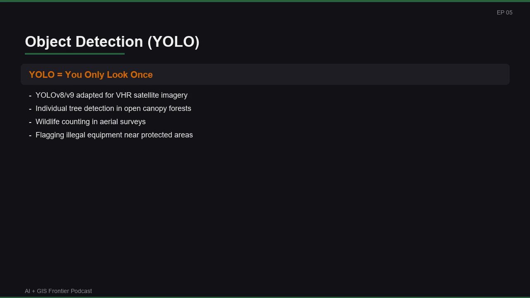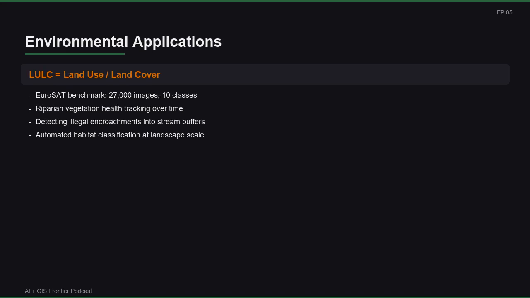Land use and land cover classification keeps getting better. New models on the EuroSAT benchmark, which has 27,000 images across 10 land cover classes, are achieving accuracy rates that would have been considered state-of-the-art for medical imaging just a few years ago. For watershed management, deep learning is being used to track riparian vegetation health over time, detect illegal encroachments into protected stream buffers, and model sediment transport based on upstream land cover changes. For wildlife agencies, automated habitat classification at landscape scale is becoming routine rather than a specialized research project.